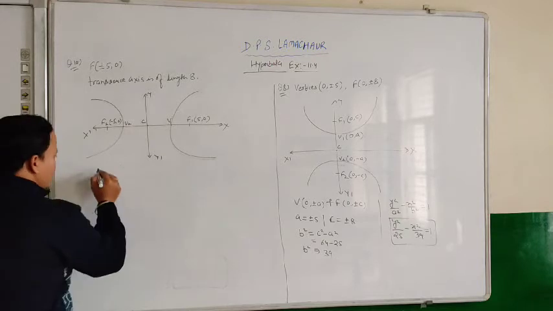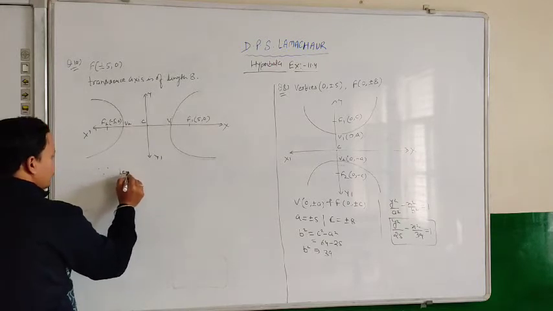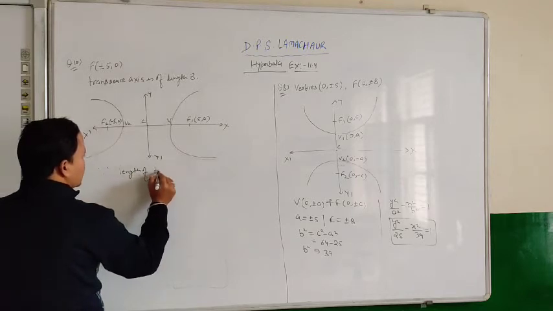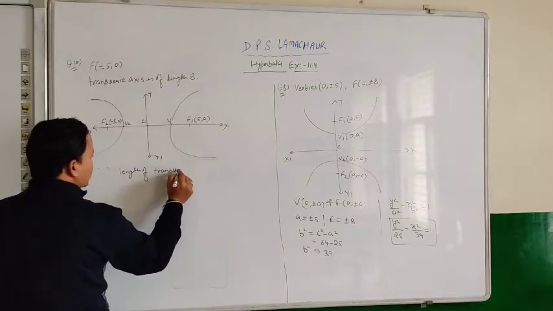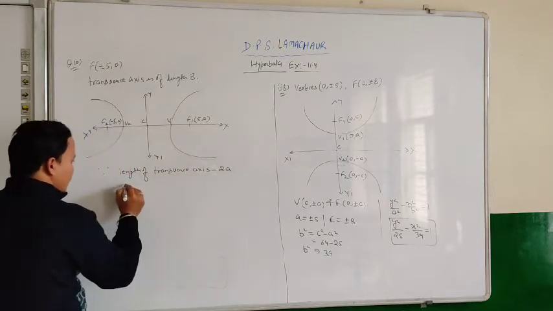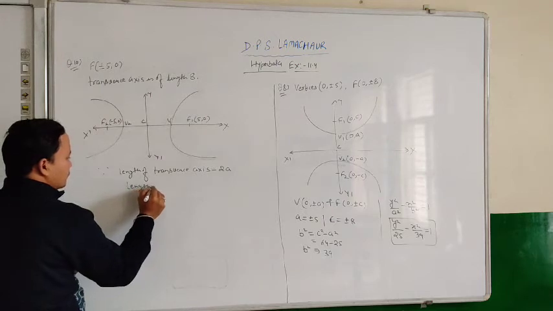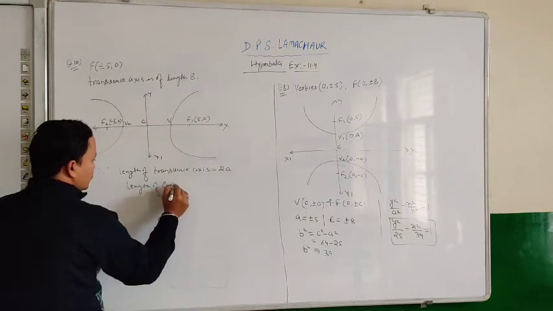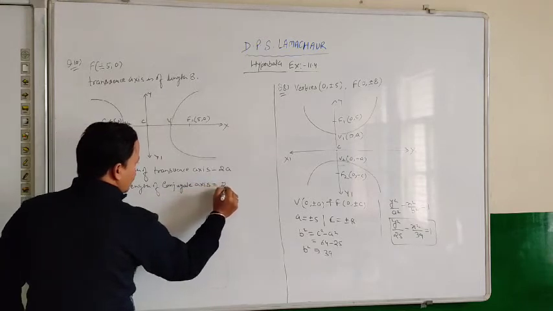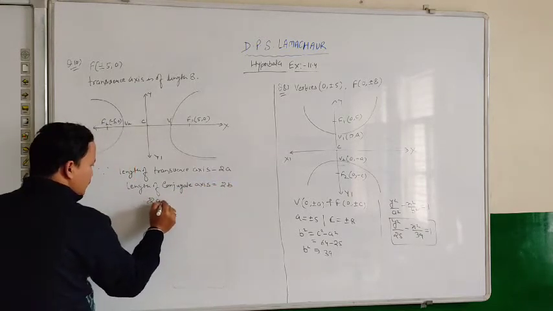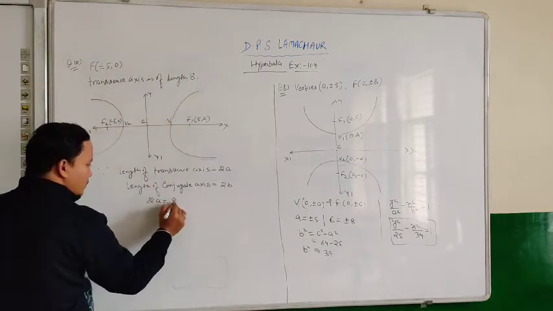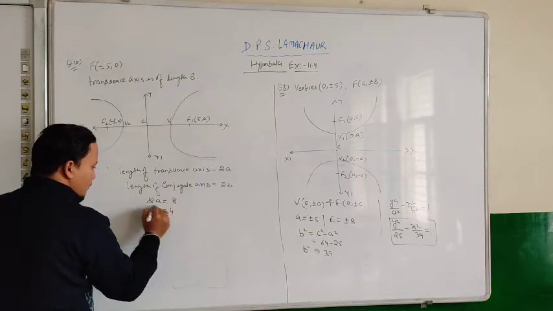Since, dear student, we know that length of transverse axis equals 2a and length of conjugate axis equals 2b. So, on comparing we get 2a is equal to, here we have given the length of transverse axis 8 unit. So, 2a is equal to 8. So, a will be 4 unit.